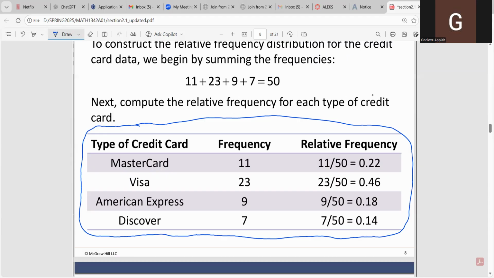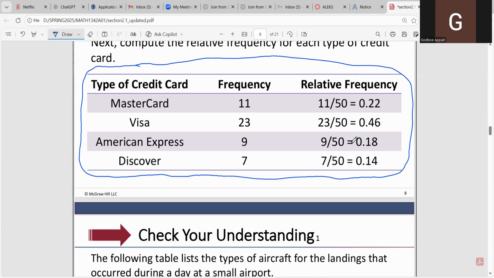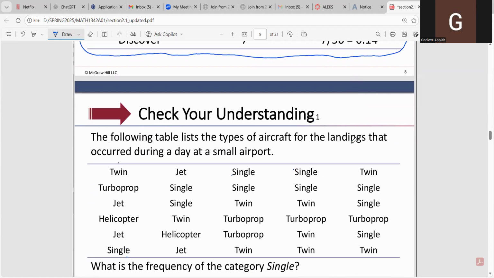So I believe we can all do this on the exam, right? If I ask you to produce something like this on the test, you should be able to do so. Again, it is easy to do. All you got to do is just make sure you take your time and come up with the right numbers. All right, now let's see if we can answer this question.